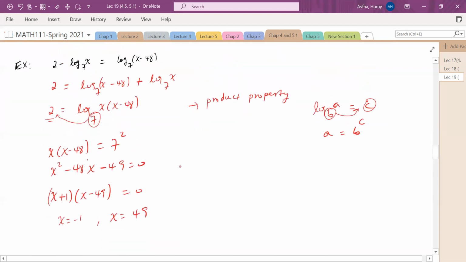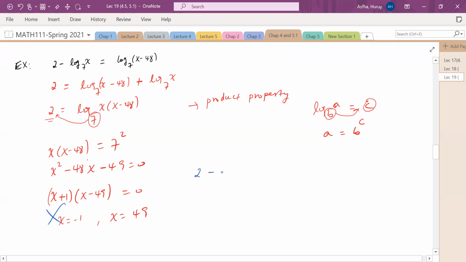Again, we go back and check these values. If we look at this one, we have log x, so log of negative 1. So x cannot be negative 1, because this is not in the domain of the logarithmic function. Therefore, this is not a solution. How about 49? Well, 49 is in the domain.